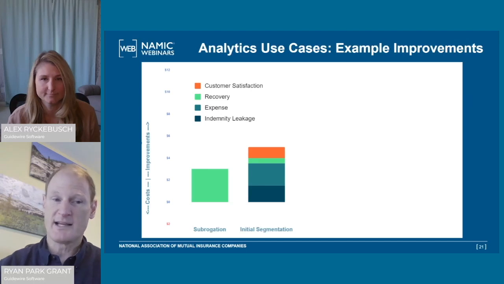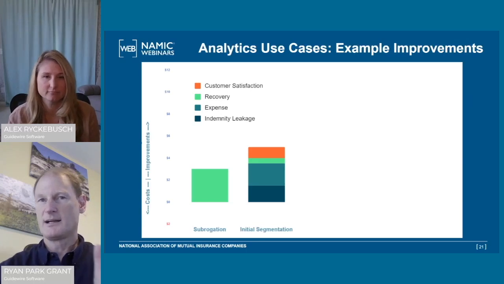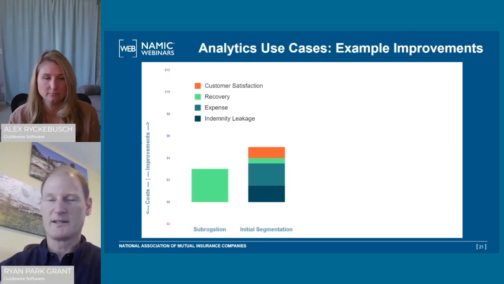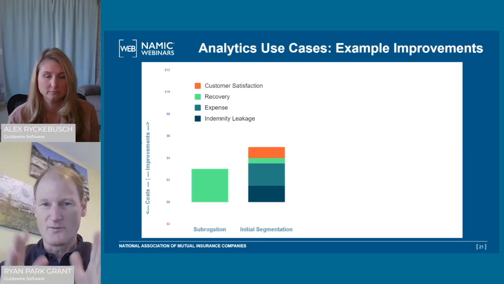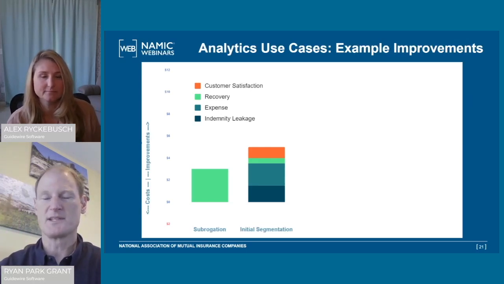And it applies to everything, right? So subrogation only applies to a certain segment of claims. Segmentation, and we'll talk about that for some of the other use cases, is something you're doing on every single claim. So the dollar benefit is sort of within that realm of which claims this is relevant to, and segmentation is relevant to everything.